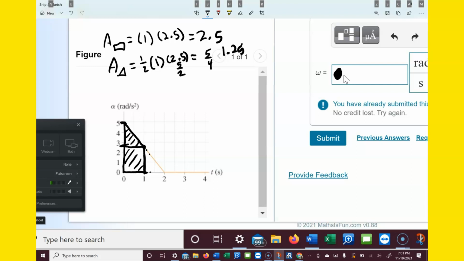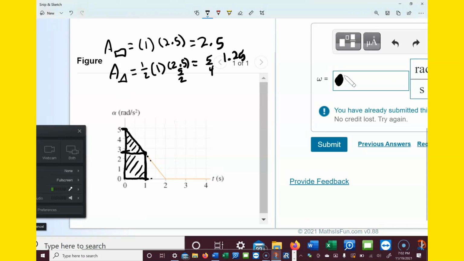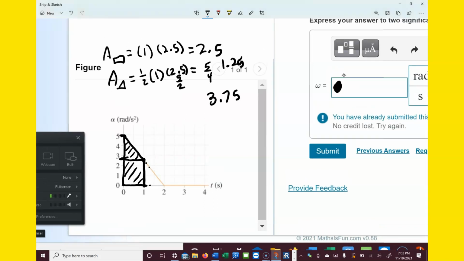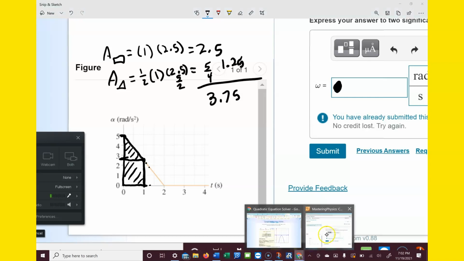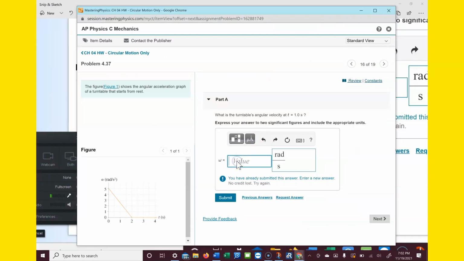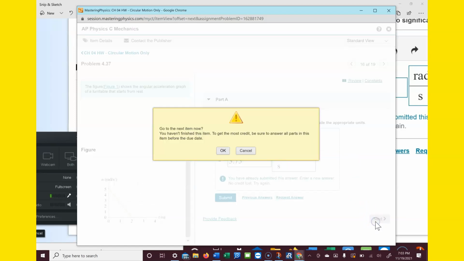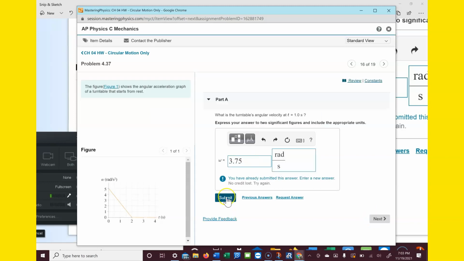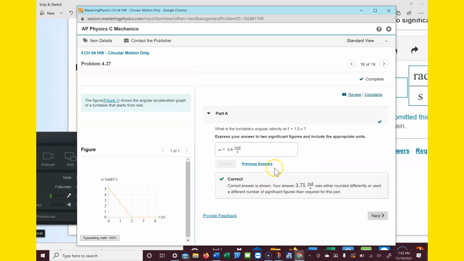Just a second. If I just did my little math calculation right here, then that's going to be 3.75 when we add those together for the omega. I just want to go type that in and make sure that that is correct. Okay. 3.75 radians per second. Submit. That is correct. Good deal.